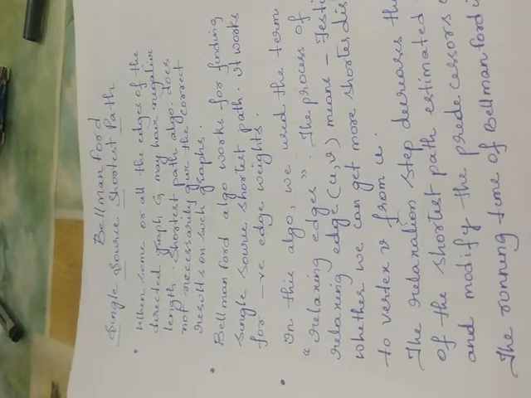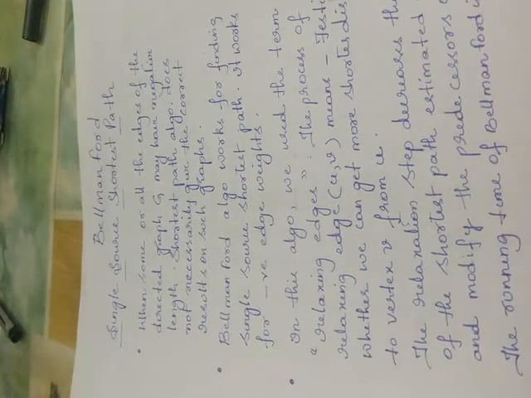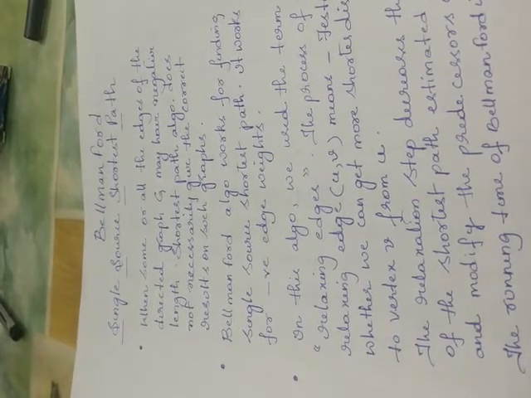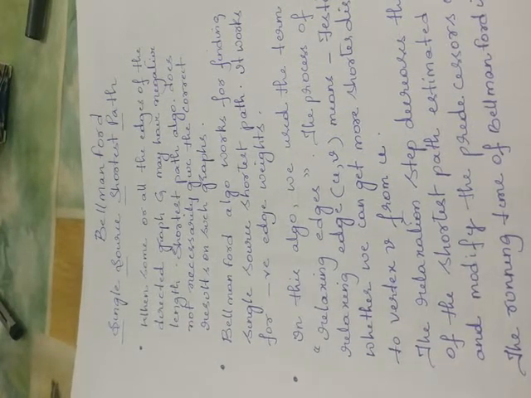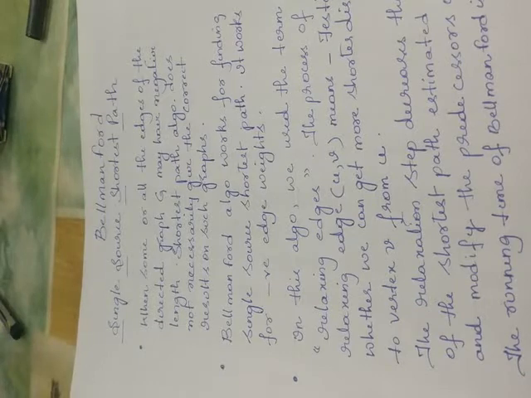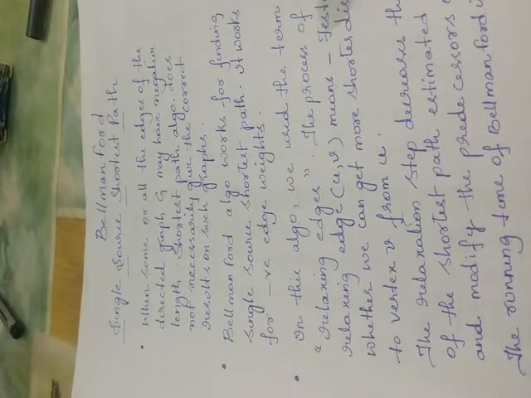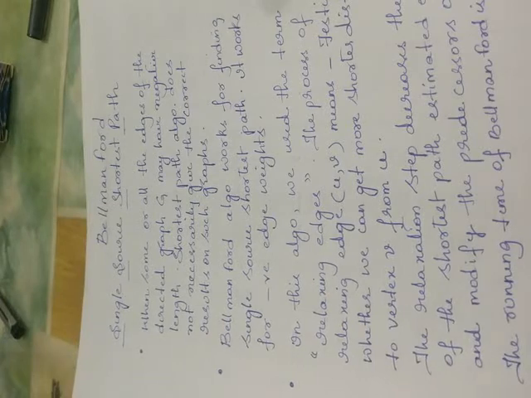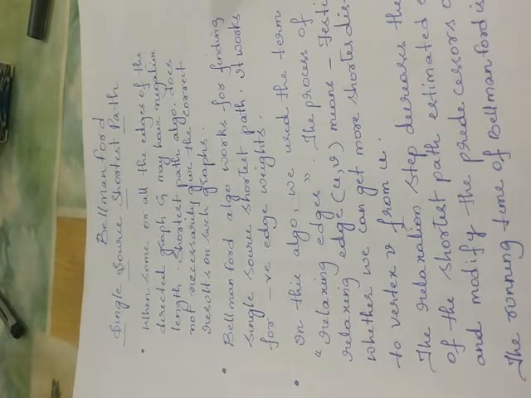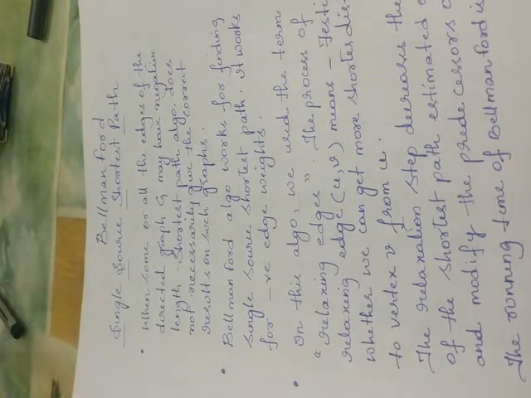When some or all the edges of the directed graph G may have a negative length, then to find the shortest path algorithm, we use this method because the previous methods are not giving correct results on such graphs. So Bellman-Ford algorithm works for finding single source shortest path. It works for negative edge weights.